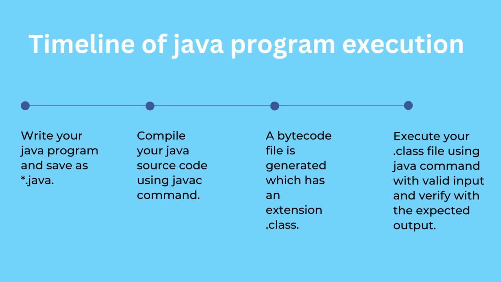Finally, let us look at the timeline of Java program execution. First, you write your Java program and save it with a .java extension. Later, you compile your Java source code using the javac command. The output is a bytecode which has an extension of .class. And finally, you execute your .class file using the java command by providing valid input and verify the expected output.